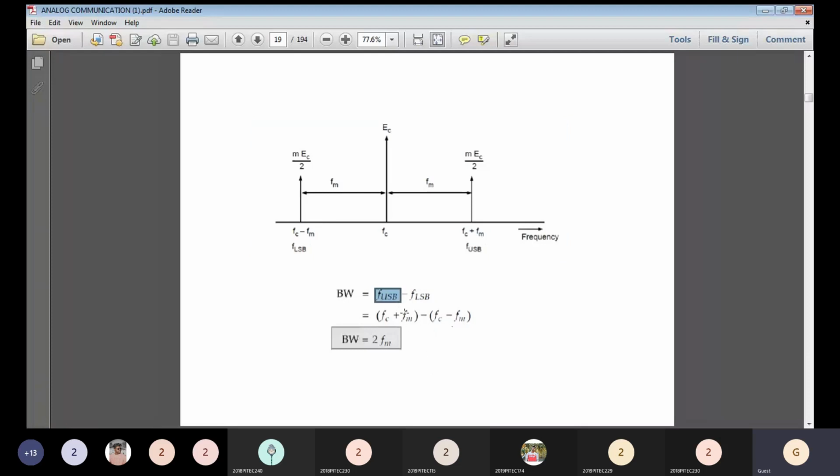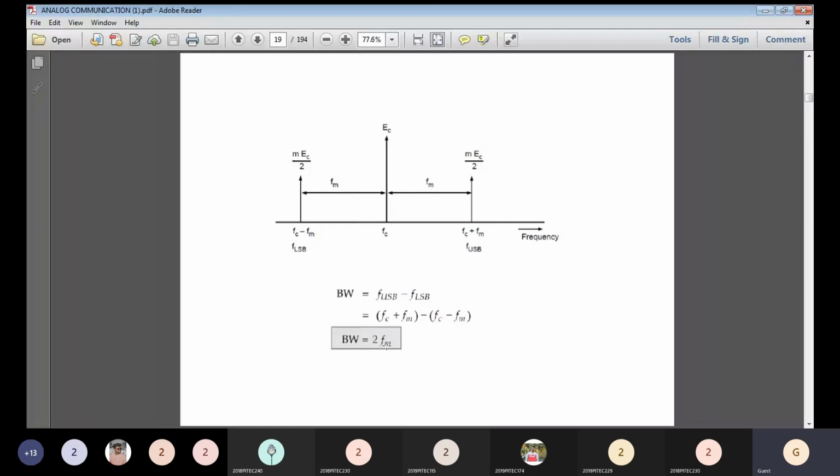Just substitute this. After substituting and simplifying, what are we getting? The bandwidth is equal to 2Fm. So the bandwidth requirement is a problem here, because the bandwidth is equal to 2 times the frequency of the modulating signal. The modulating signal's frequency is Fm. Omega m is the angular frequency, Fm is the normal frequency. If you transmit the modulating signal directly without modulation, the frequency requirement is only Fm. So the Fm frequency is enough to transmit the signal directly.